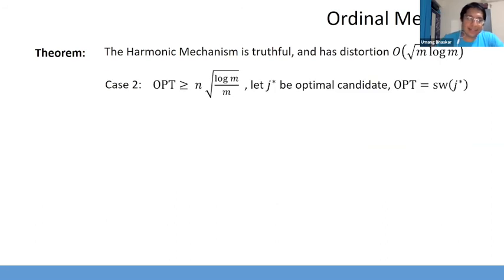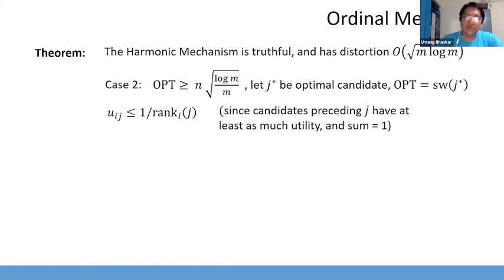In the second case, where opt is at least n times square root log m over m, we'll show that we in fact pick the optimal candidate with high enough probability. If J star is the optimal candidate, here's a small fact: because of my unit sum normalization assumption, the utility that J star has is at most 1 upon its rank, because all the candidates before it, the number of which is its rank, must have at least as much utility. And the sum is 1, so I get this inequality.